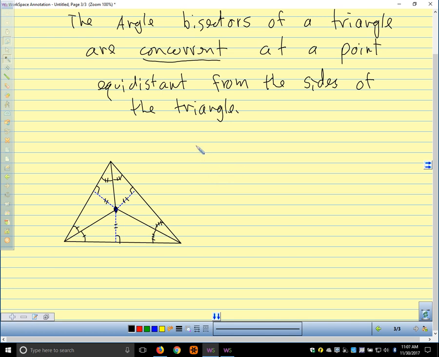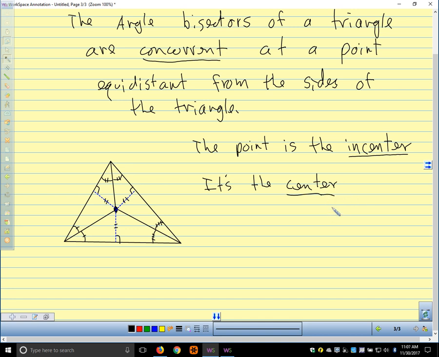So we call the point the incenter. And this point is the center of the circle inscribed in the triangle.